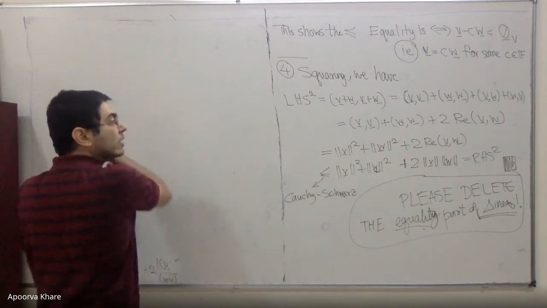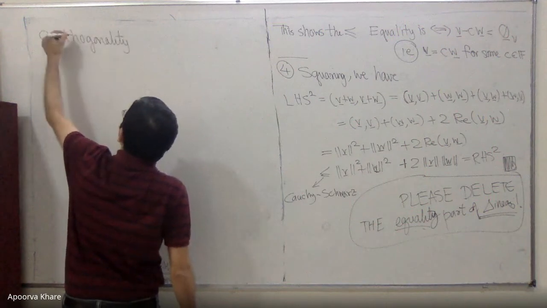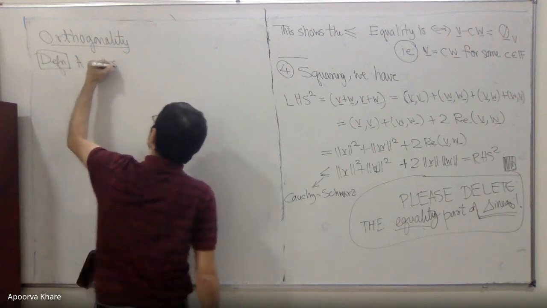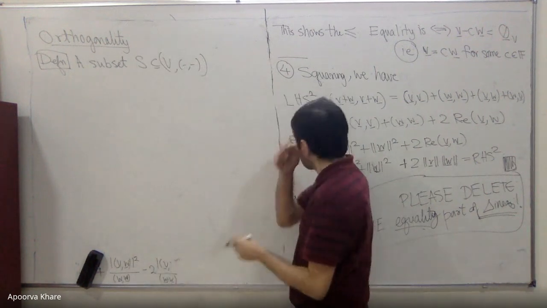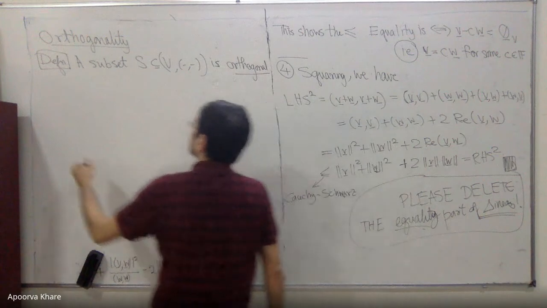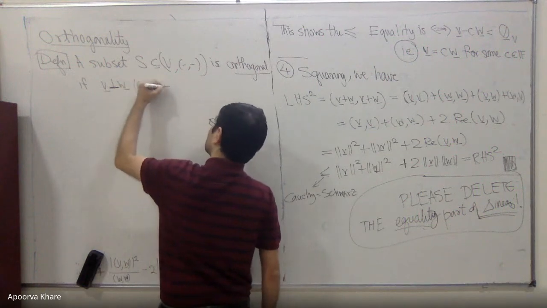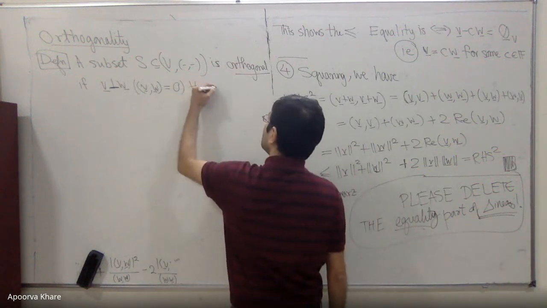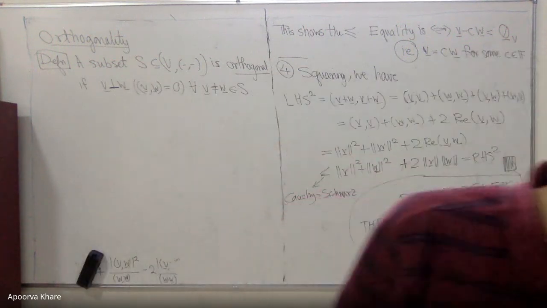Okay, so orthogonality. We've already seen, as I said, two vectors being orthogonal. Now a subset of an inner product space over a field R or C is orthogonal if V is perpendicular to W, meaning the inner product of V and W is 0, whenever V and W are distinct elements of that set. For all V not equal to W belonging to S. I think that's the only definition I want to take.